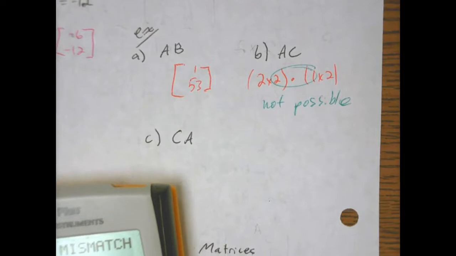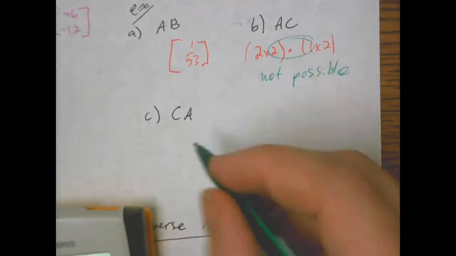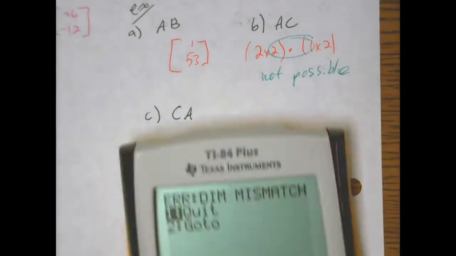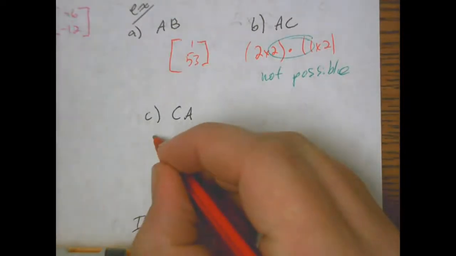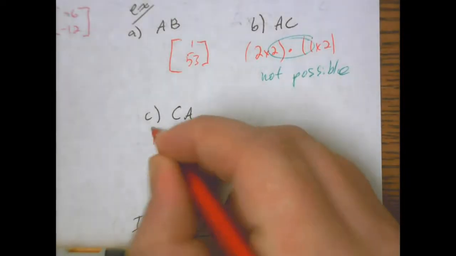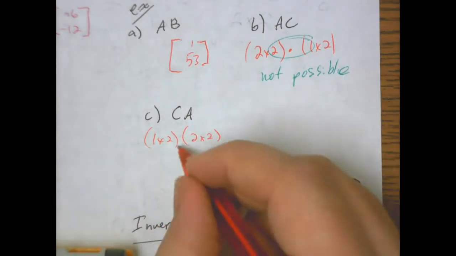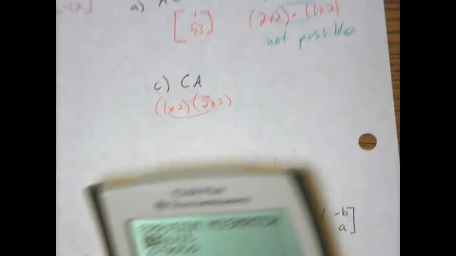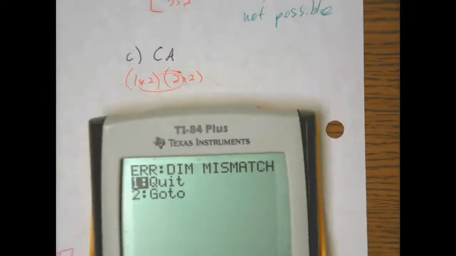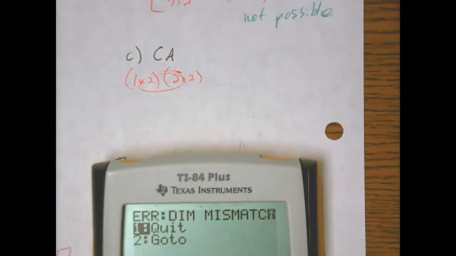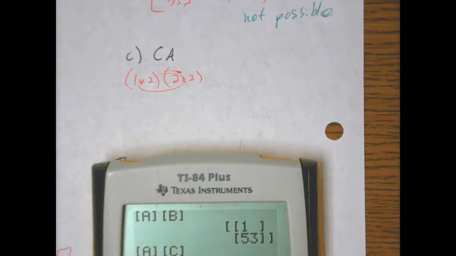However, check this out. CA, you would think this is also not possible, right? But this should work because we have a 1 by 2 times a 2 by 2, and our result should be a 1 by 2 matrix. But let's check it out. You don't believe me. I know you don't believe me.